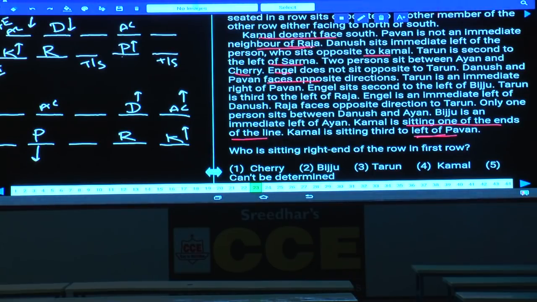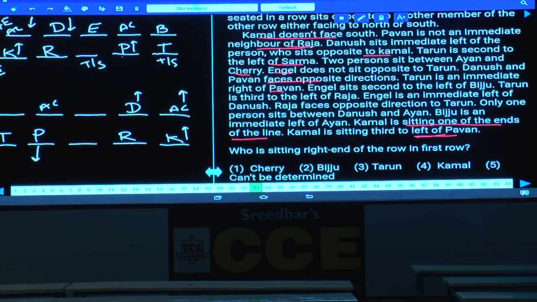Tarun is an immediate right of Pawan. As Tarun is an immediate right of Pawan, Tarun will be here, and in this case, Tarun is an immediate right of Pawan, Tarun will be here, isn't it? As Tarun is here, then E does not sit opposite to Tarun. As E does not sit opposite to Tarun, Tarun is fixed here, E will be here. If E is here, then who is the person left over here? B is the person left over.